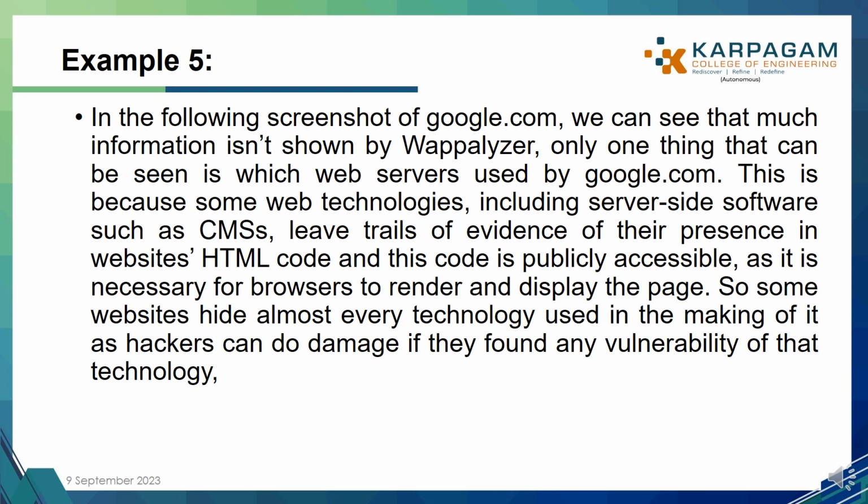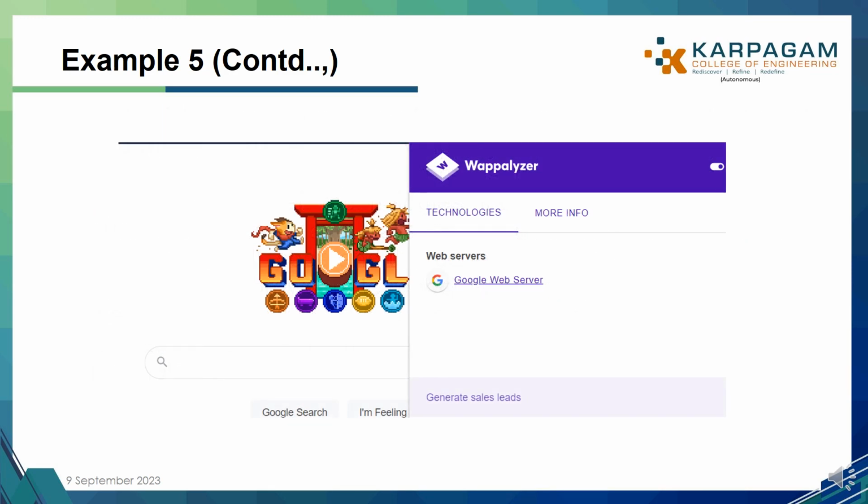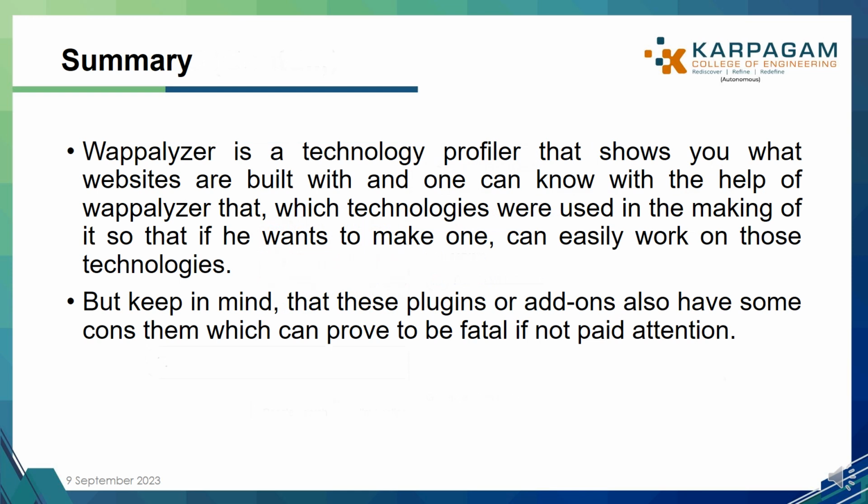So in a nutshell, I can say Wappalyzer is used to get to know the technology information about the website. This is a technology profile that shows what a website is built with, and with the help of Wappalyzer you can know which technologies were used in the making. If one wants to make one, they can easily work on those technologies. But keep in mind that these plugins or browser extensions also have some cons, which can prove to be fatal if not paid attention to.